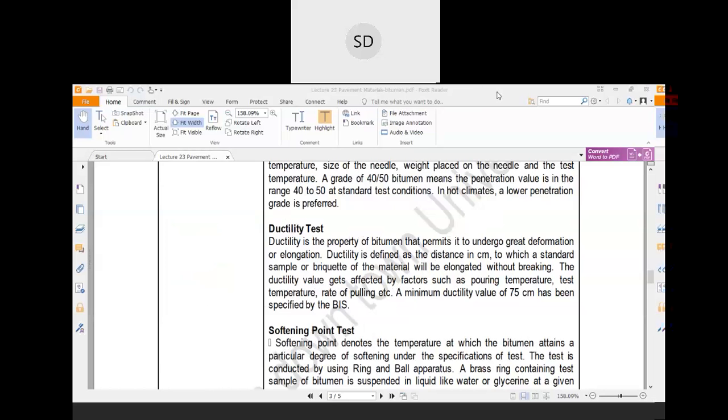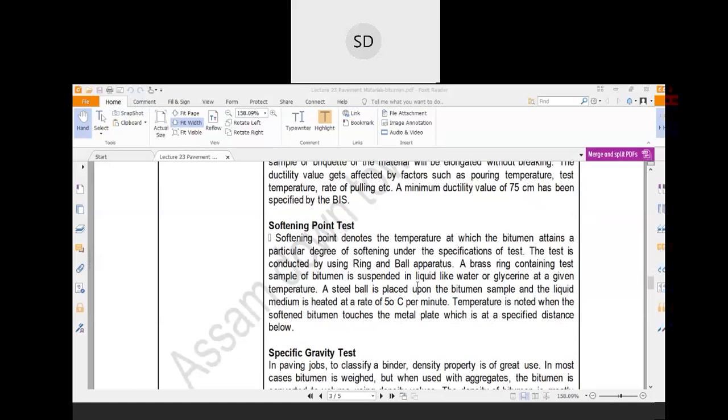So that is a very simple test. The ductility value gets affected by factors such as pouring temperature, test temperature, rate of cooling, etc. Now a minimum ductility value of 75 centimeter has been specified by the standard test.